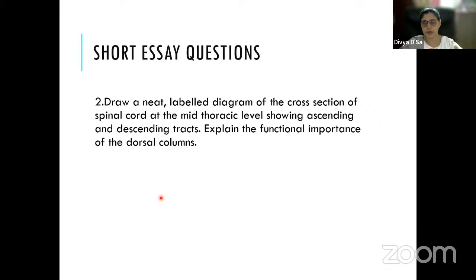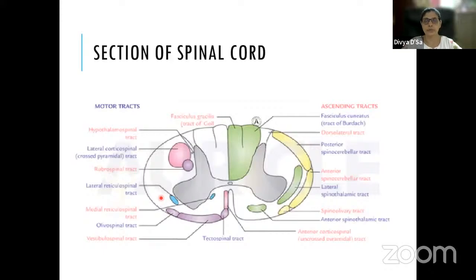Next, you have to draw a neat labeled diagram of a cross-section of the spinal cord at the mid-thoracic level showing ascending and descending tracts, and explain the functional importance of the dorsal columns. The dorsal columns are the posterior columns, which are sensory. You draw the diagram showing the descending tracts on one side and the ascending tracts on the other. As the question concentrates on ascending tracts, we have this.